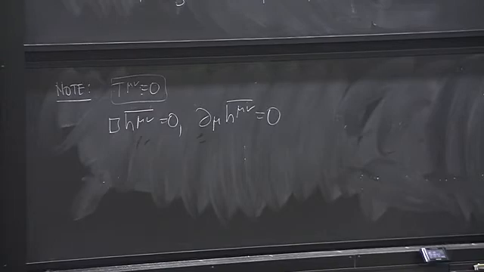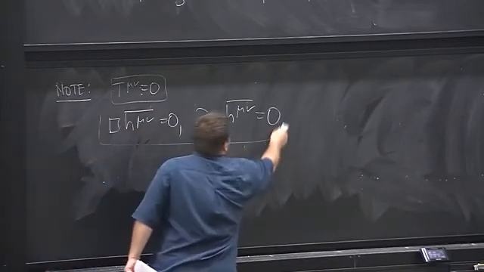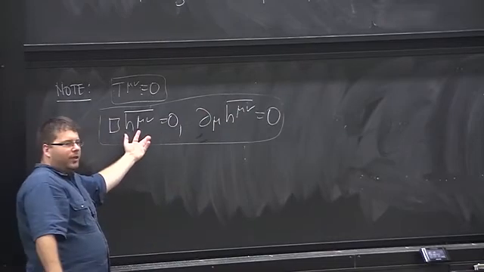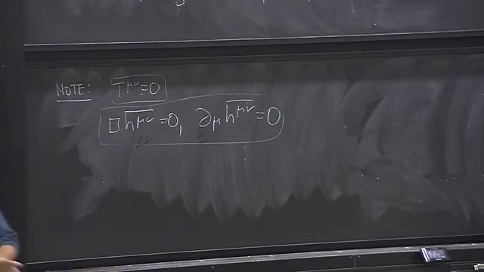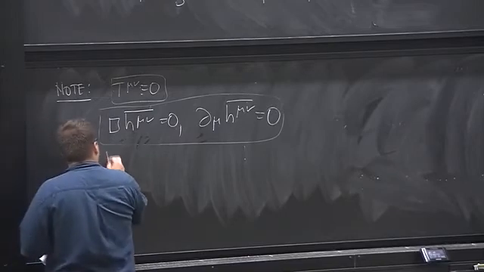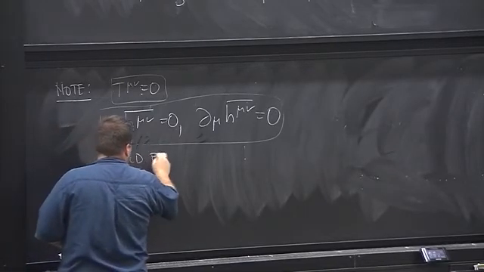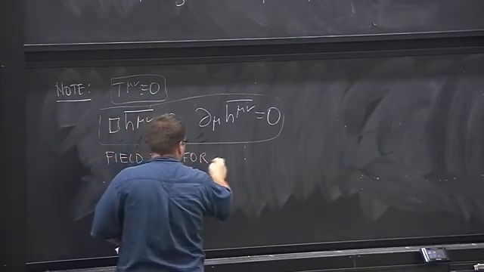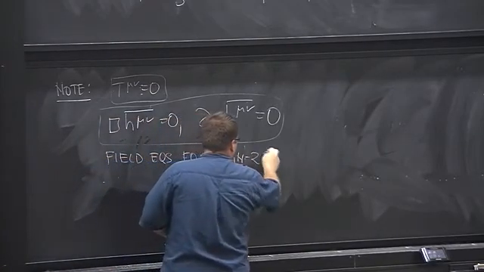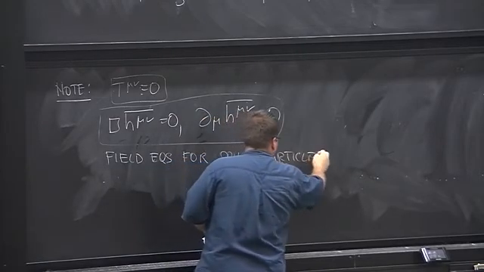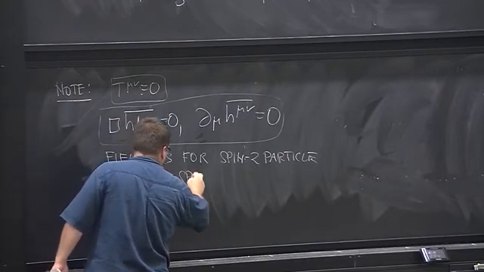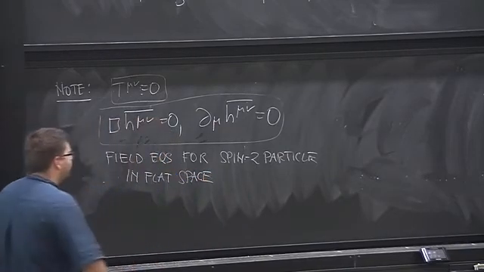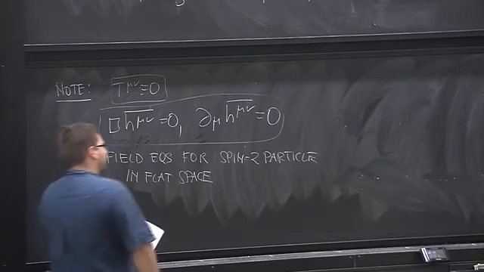So these are the equations for some field in flat space-time, right? We are really expanding around the flat space-time, around the flat metric, and this is some field which lives in that space-time. These are the field equations for a spin 2 particle in flat space, as formulated by Pauli and Fierz.